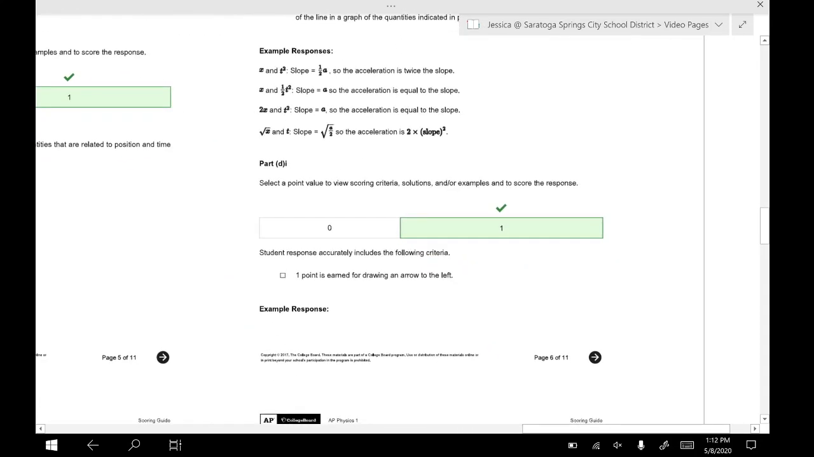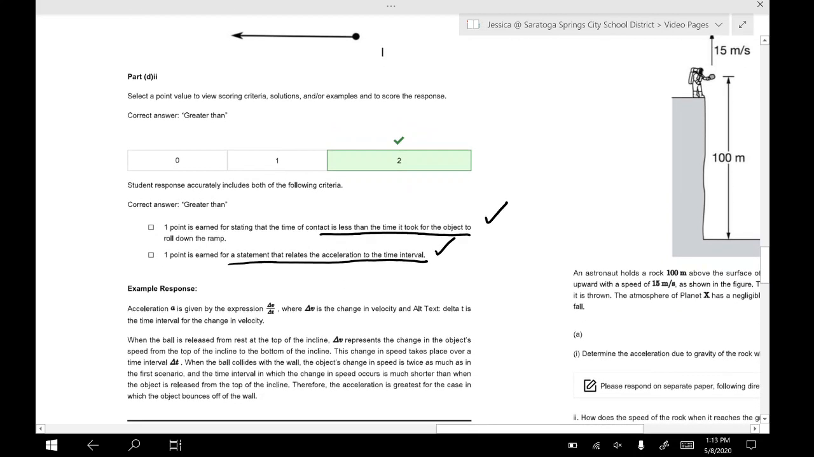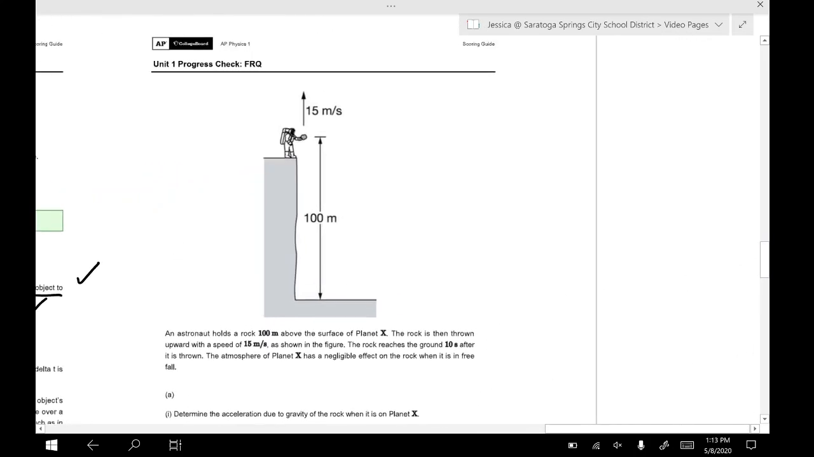So I get 1 point for drawing an arrow to the left. Wonderful. And then for part D, I get 1 point for stating that contact time is less and for relating the acceleration to the time interval. So I mentioned both of that. Hooray, I get all of the points. All right, on to the next problem.